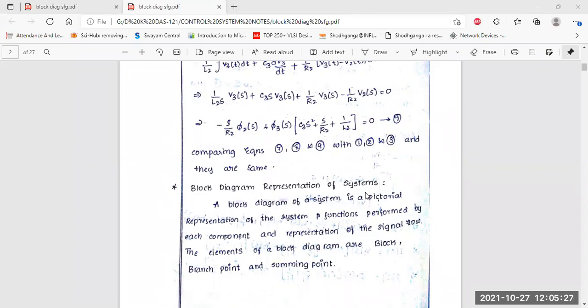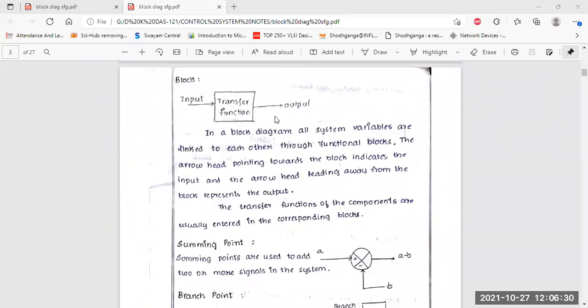This block diagram of a system is a pictorial representation of the system's functions, the functions performed by each component, and the representation of the signal flow. The elements of a block diagram are blocks, branch points and summing points. Let me recall one thing again: a block diagram of a system is a pictorial representation of the system functions performed by each component and the representation of the signal flow. The elements of a block diagram are blocks, branch points and summing points. These are the block diagram elements we have to use in the block diagram representation of transfer functions.